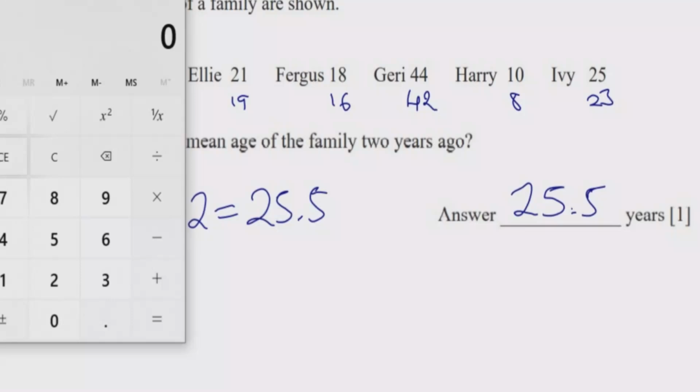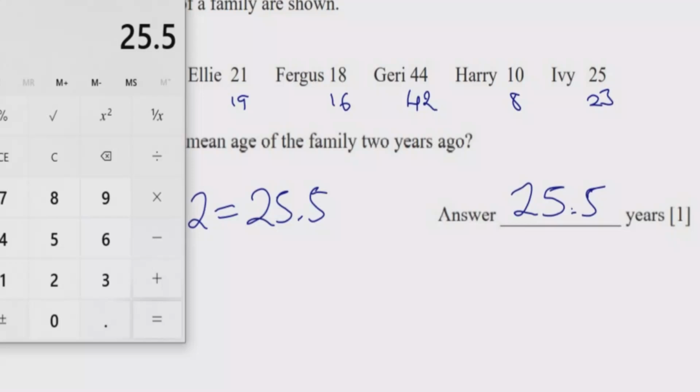So we have got 45 plus 19 plus 16 plus 42 plus 8 plus 23 equals, then the whole of that divided by 6, which will give us 25.5. You can see that the answer I've gotten on the calculator is the same answer I've gotten here, which you have written.